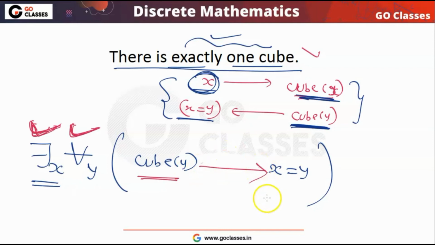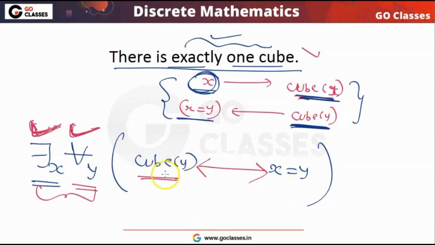Okay, and also this x must be a cube, meaning when y is equal to x, then it must be a cube. Okay, so this is the point. There exists x for all y. It is a cube if and only if x is equal to y. Okay, so this is the point.